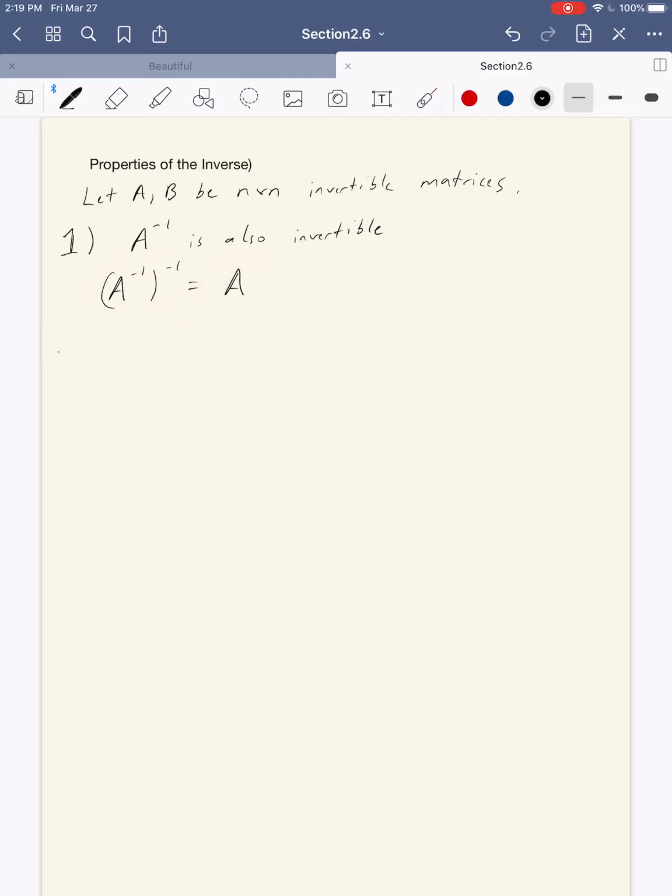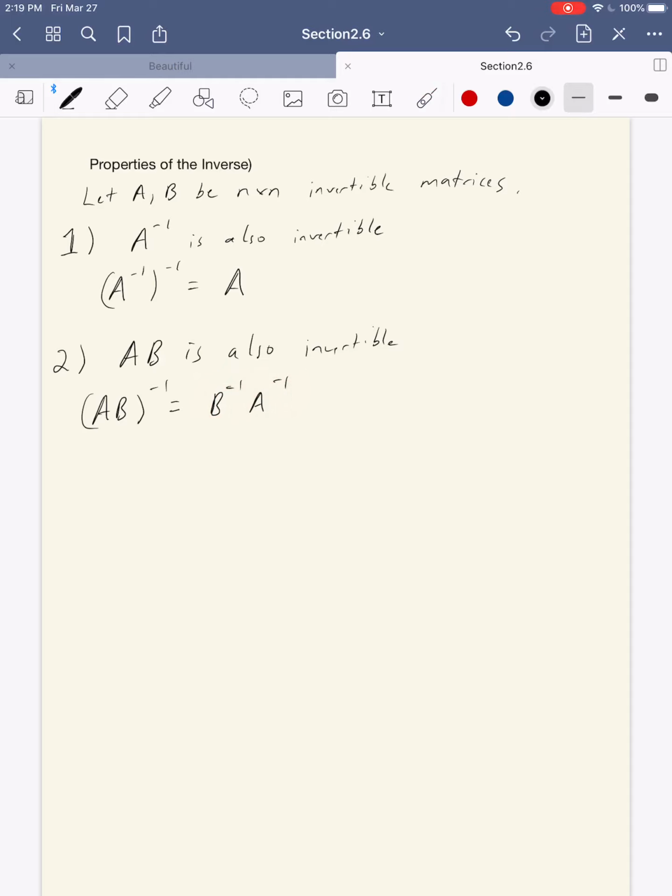All right, second property, AB is also invertible. So this tells you guys that the product of two invertible matrices is also invertible. So if you take the product of two things that are invertible, then it will be invertible. And it tells us what that inverse looks like. So the inverse of a product is the individual inverses, but with the order of multiplication reversed. So the inverse of A times B is actually B inverse times A inverse.